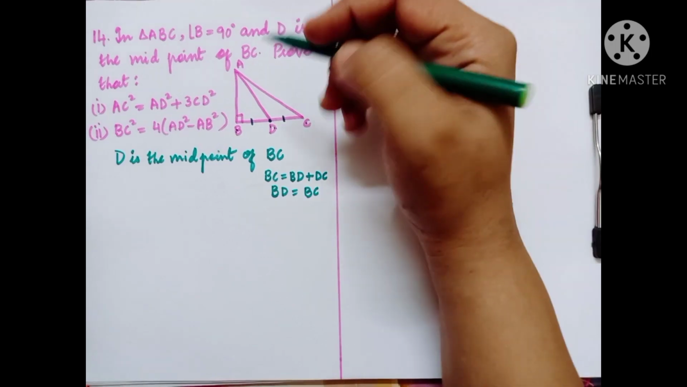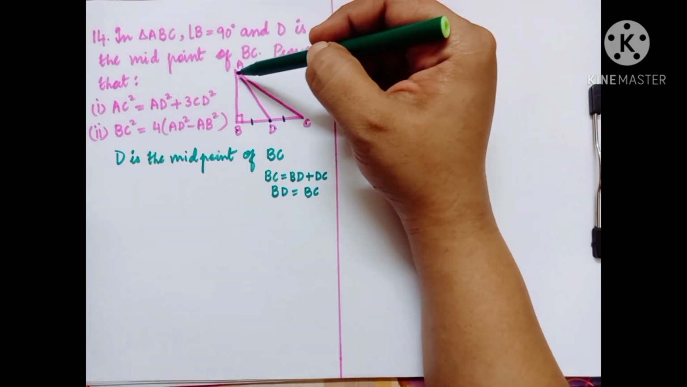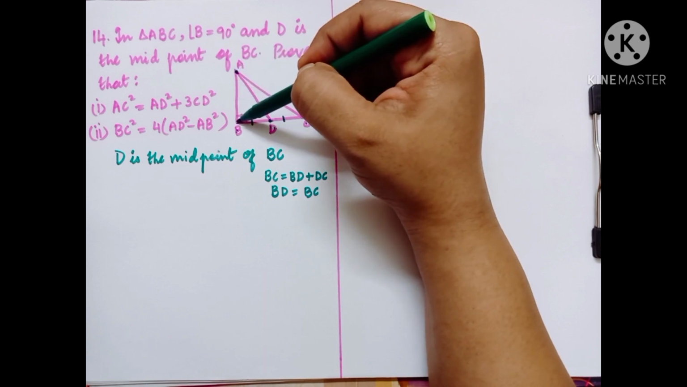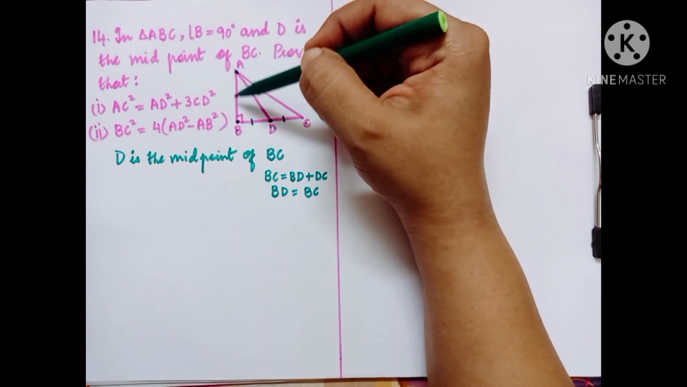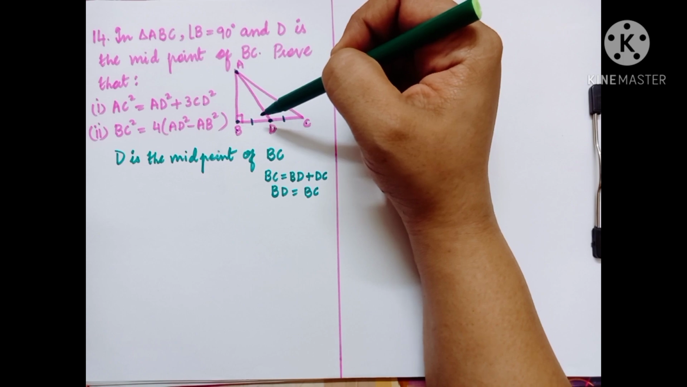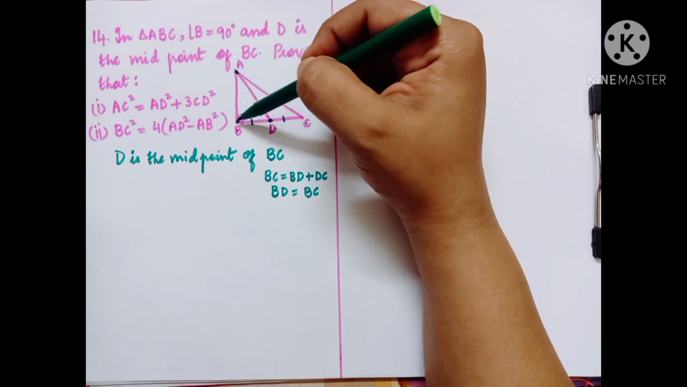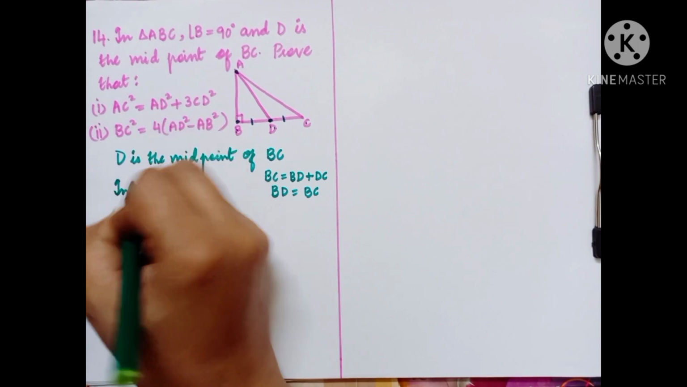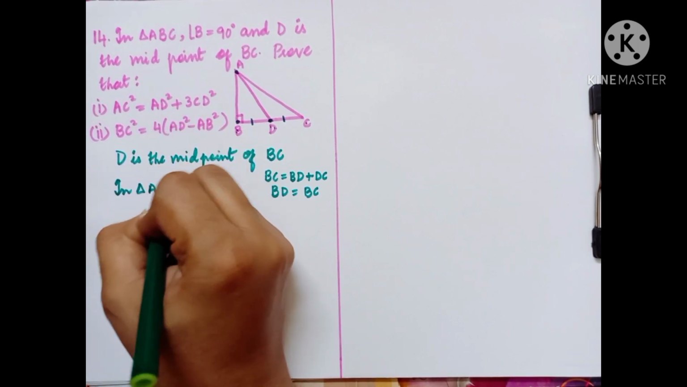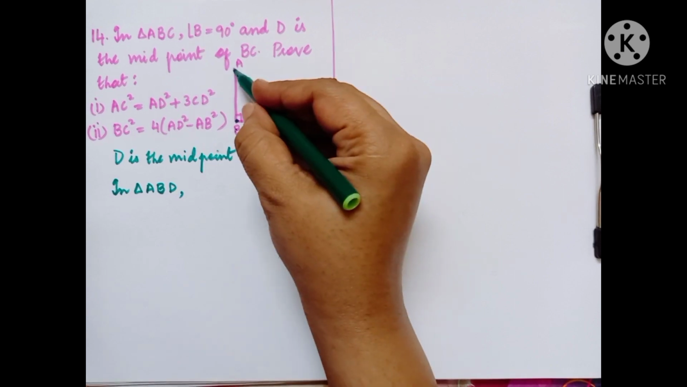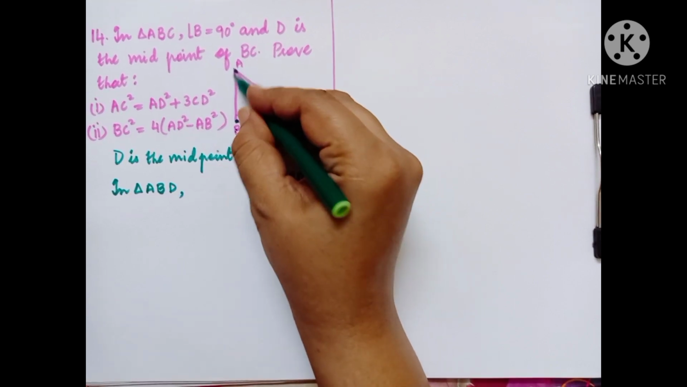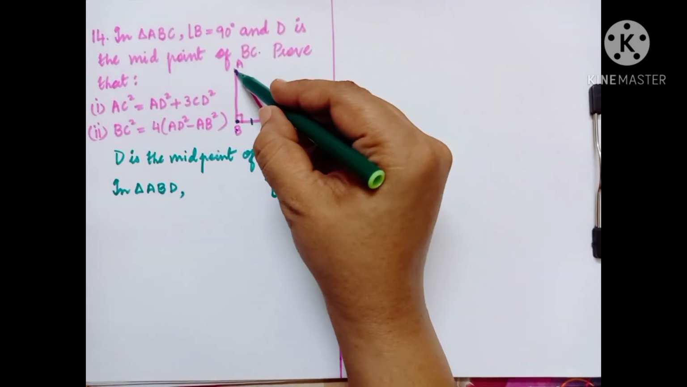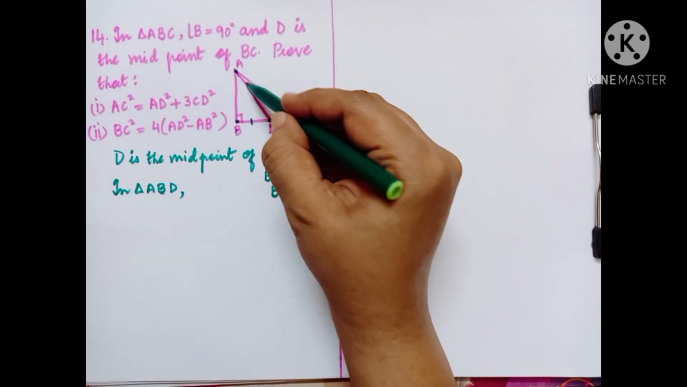Now let us see triangle ABD. Let us check these triangles and what we can write by using the Pythagoras theorem. Then we will take ABC. So the first triangle is ABD. So in triangle ABD, right? Here if we apply the Pythagoras property, what do we get? This is the longest side, that means this is the hypotenuse.